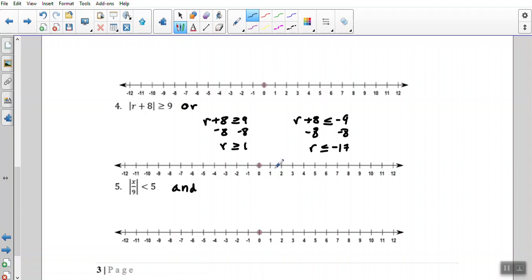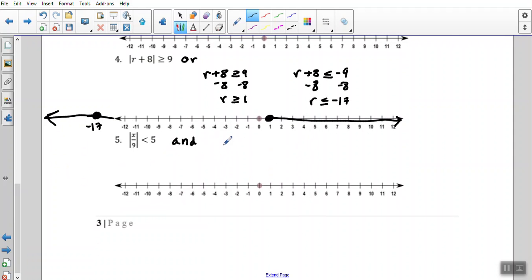So when I go to graph this, r is greater than or equal to 1, so put a closed circle, and then we're going to graph it. R is less than or equal to negative 17, so somewhere over here, negative 17. We're going to put a closed circle and then shade to the left.